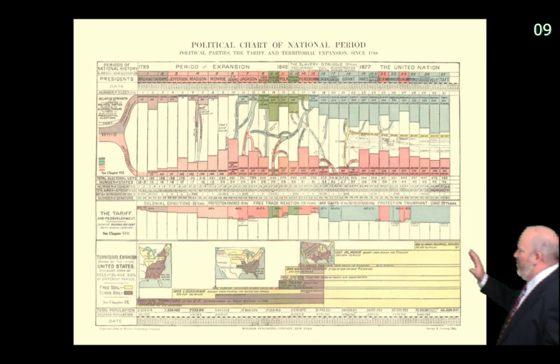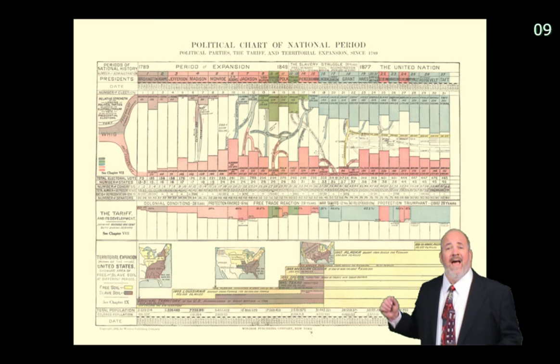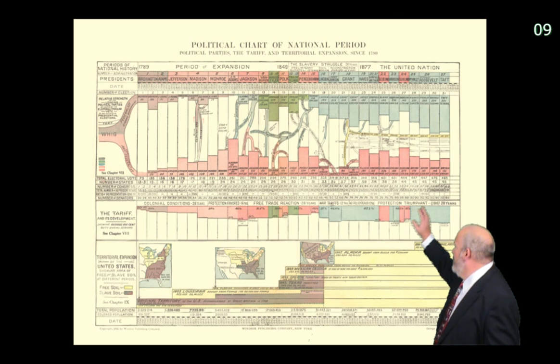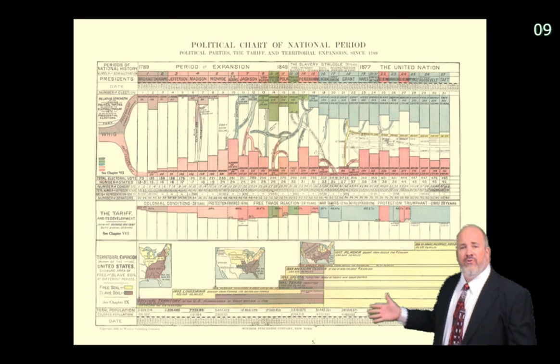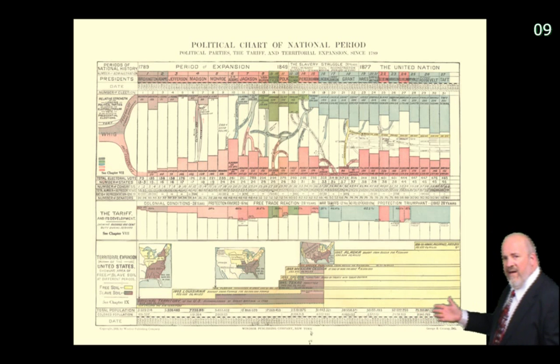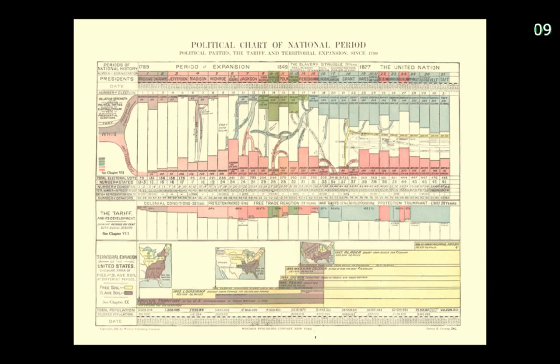Here's another graphic from Prosk's book, this one focusing on the national period. It's broken up by president and then clustered into 3 major time periods. Also, notice the geographic expansion of the United States across the bottom.